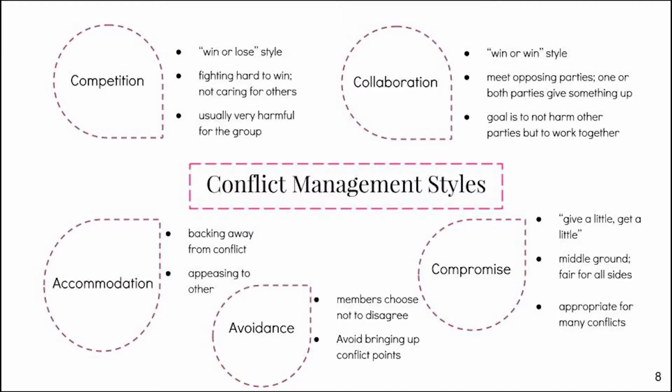Accommodation is where the parties would just prefer to not talk about it and just deal with it. This is where, for example, someone would just rather do what they're told instead of bringing up conflicts and issues that they feel. Avoidance is very similar, where the team members would just rather avoid the problems and not bring up conflict points which they feel. And then there's compromise. This is a very give a little, get a little style of managing conflicts, where both parties can meet in the middle and the solution is fair all around for everyone.